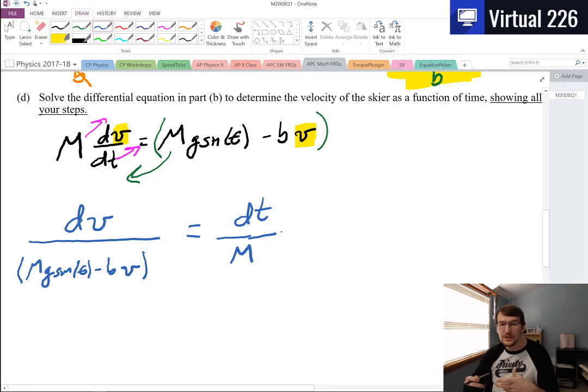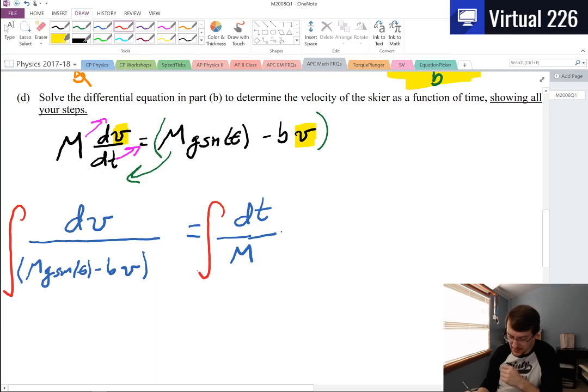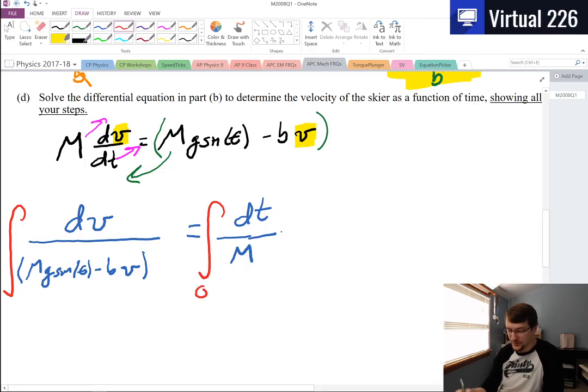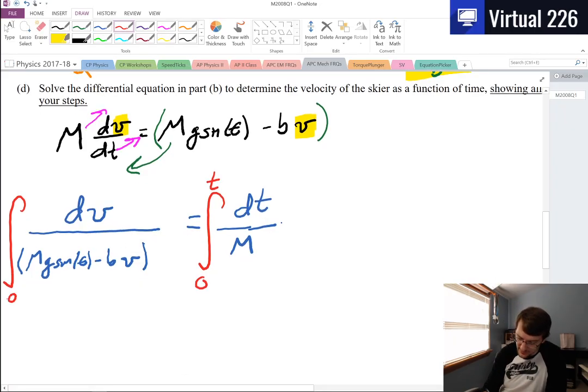What we need to do now is solve this differential by using an integral. So what we're going to do is integrate each side here, and I'm going to integrate my time from 0, the initial time, to some time later, t, and I'm going to integrate my velocities from the initial velocity, which was 0, to some velocity at some time later, which will just be v(t).